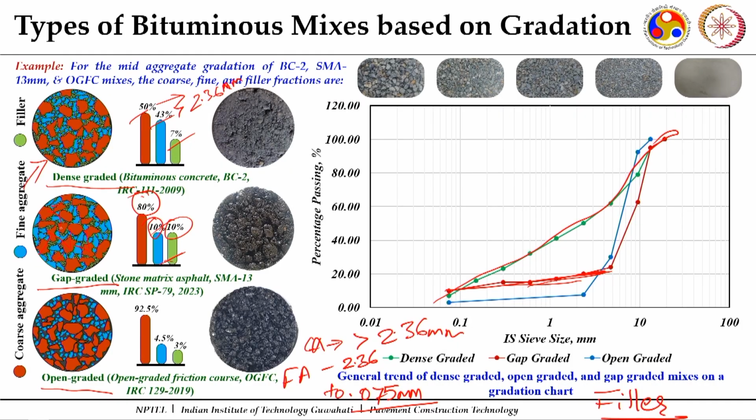So, these are load carrying skeletons, I will say. I want to have more coarse aggregates and more contact points between them. So, that is what the gap graded mix is.